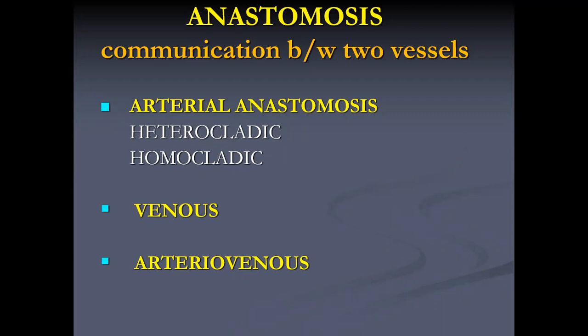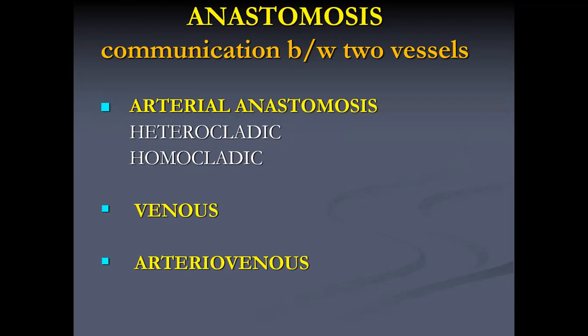There are three types of anastomosis: arterioarterial anastomosis, veno-venous anastomosis, and arteriovenous anastomosis. Arterioarterial anastomosis, as the name indicates, is the anastomosis between two arteries. This can be further divided into heterocladic or homocladic. Homo means same, hetero means different.